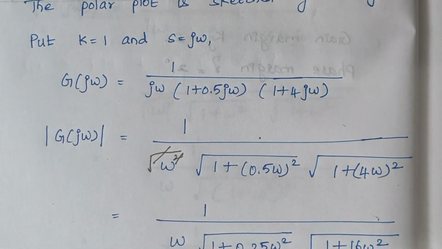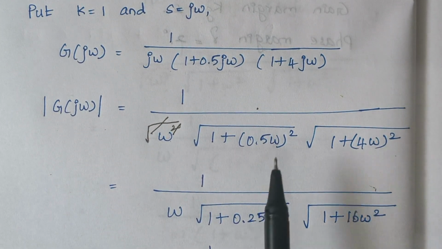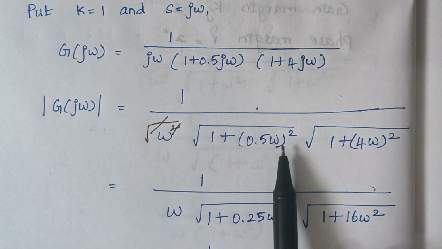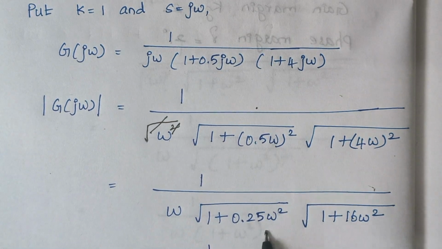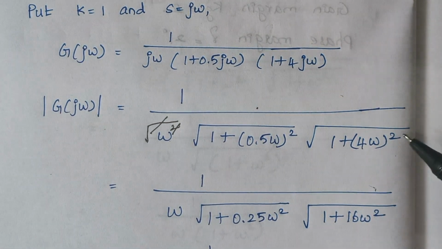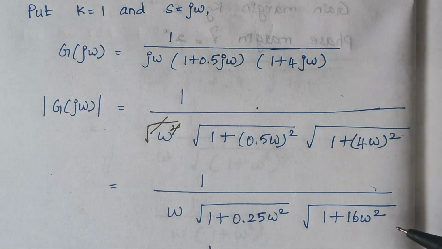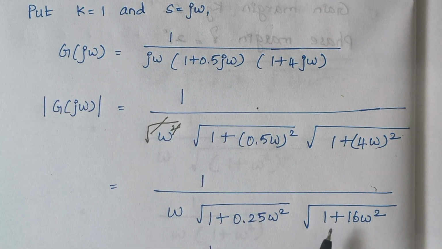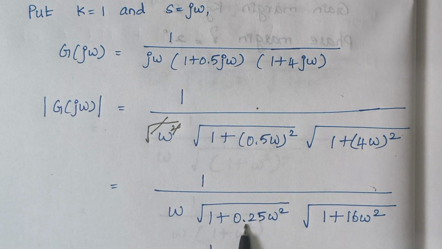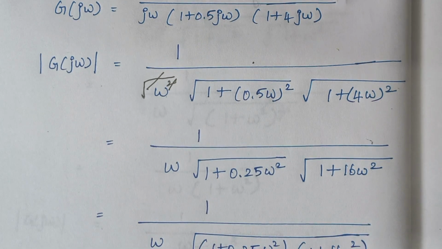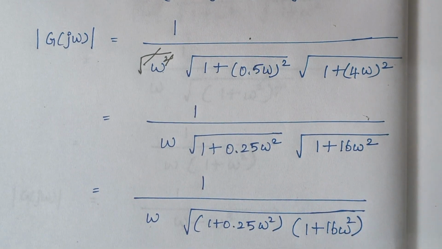Once you solve this expression, you will get (0.5 omega) square is 0.25 omega square, and similarly (4 omega) whole square is 16 omega square, right? So here I have two elements, both under the square root. Now I am going to combine these two elements. So here it is the square root of (1 plus 0.25 omega square) into (1 plus 16 omega square).